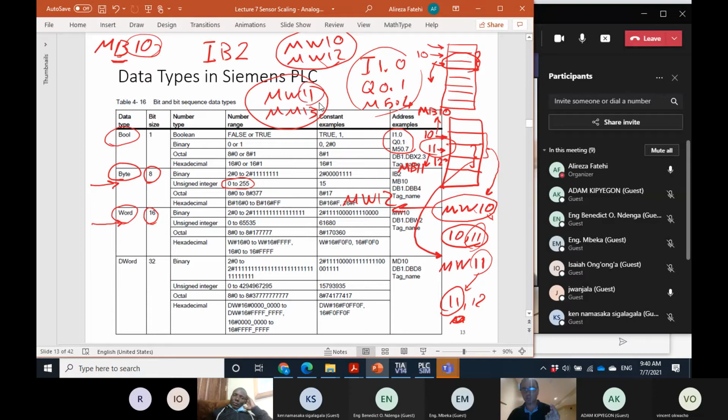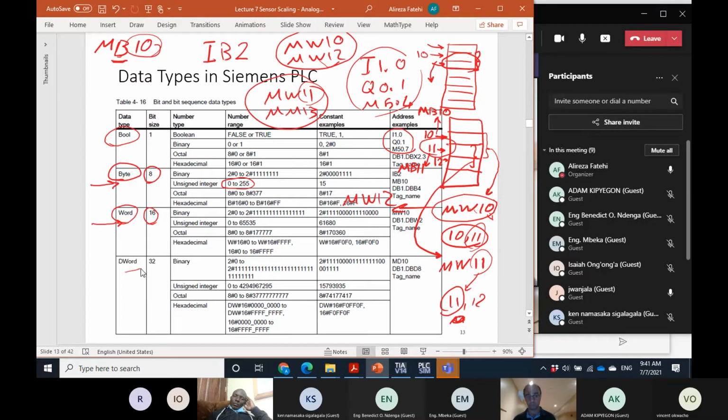You can start with any cell number, any byte number. But please take care of that. If you have MW11, it means that you are using byte number 11 and byte number 12. Do not address MW12, otherwise there is a conflict.